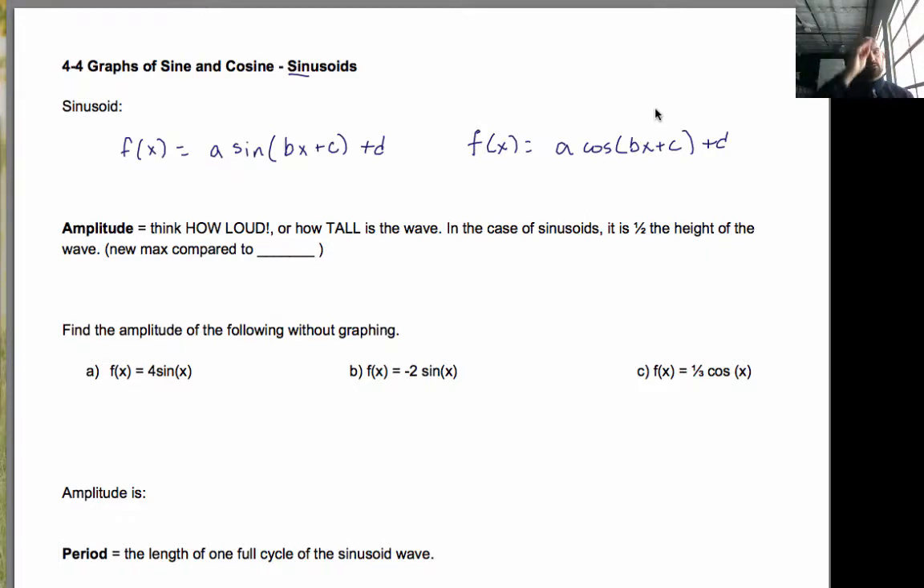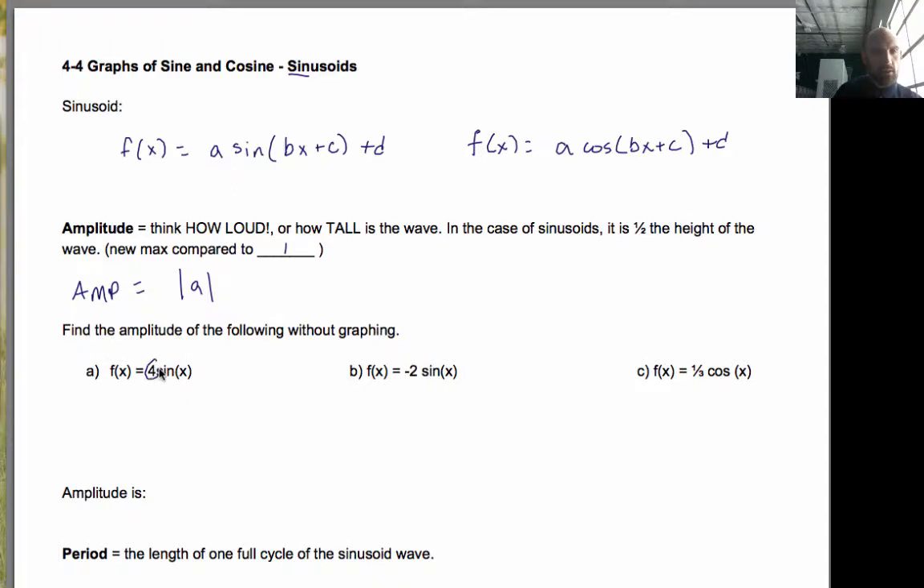so how choppy it is. Okay, and so when we're talking about amplitude, think about how loud something is. If you turn it up, that's how tall the wave is. In the case of sinusoids, it's half the height of the wave, so from top to bottom. The new max is compared to 1, because a normal sine or cosine curve has an amplitude of 1, and so the absolute value of a is the amplitude.